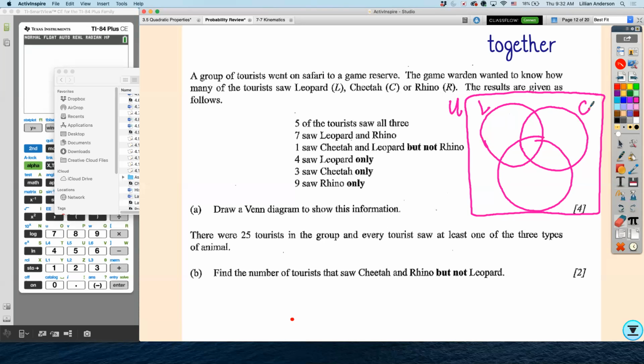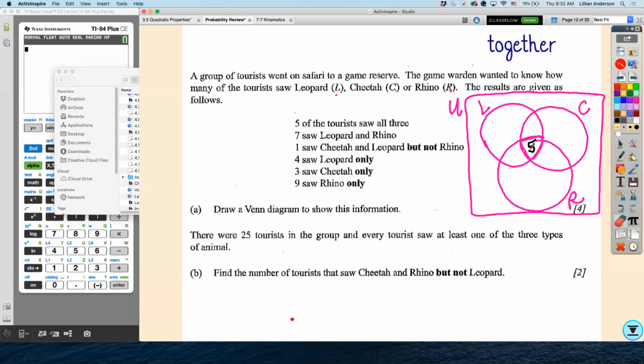Leopard, cheetah, rhino. If the problem tells you how to label your bubbles like this one did with L, C, and R, please make sure that you do that. Otherwise, put the full name on the bubble. I don't want you guys to get any of these easy problems marked wrong because you decided to make leopard C or P because of something random, okay? Let's fill this in with what we know. 5 saw all 3. So that means the intersection between all 3 should be 5, which is right here.